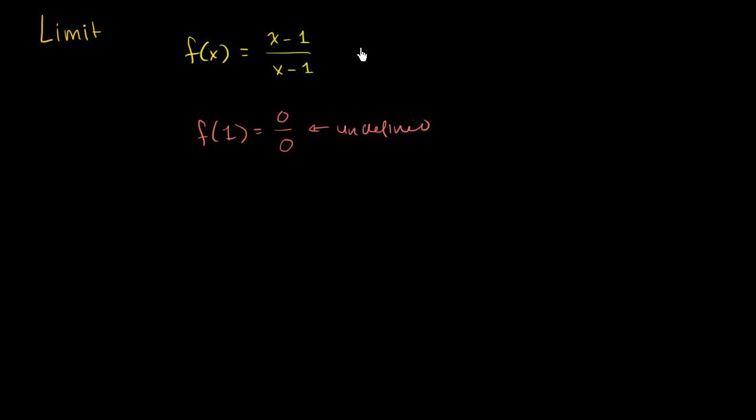You can say that this is the same thing as f of x is equal to 1, but you would have to add the constraint that x cannot be equal to 1. Now this and this are equivalent. Both of these are going to be equal to 1 for all other x's other than 1. But at x equals 1, it becomes undefined.